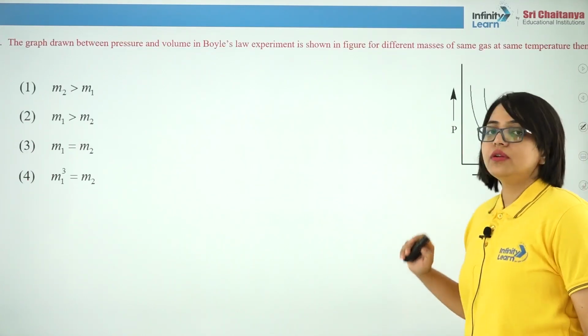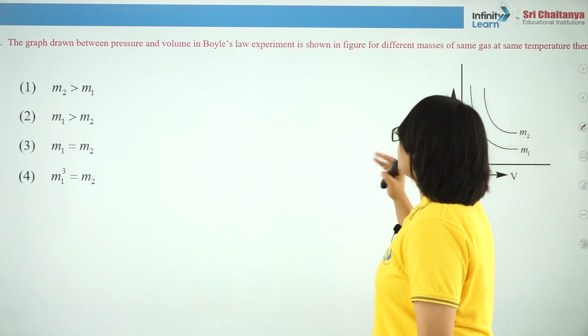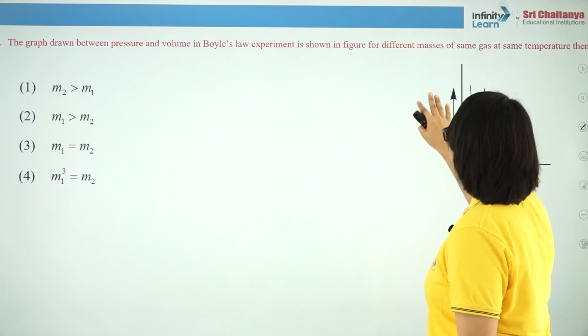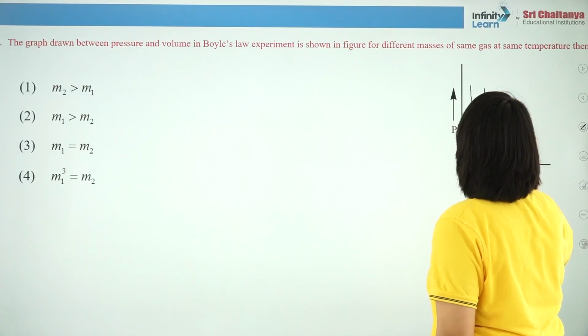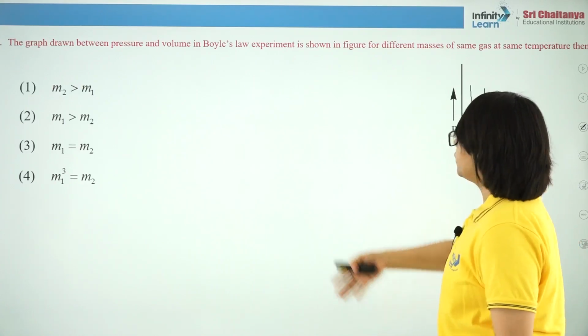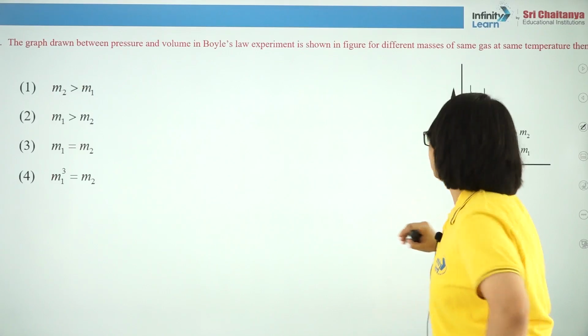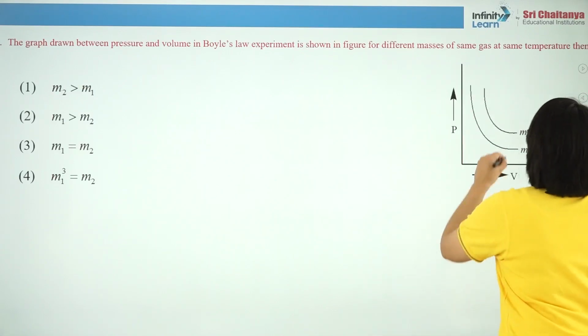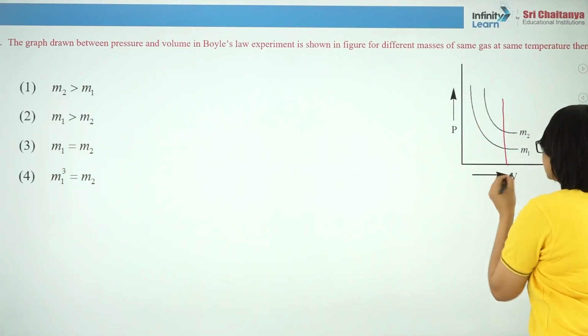Next is 126. The graph drawn between pressure and volume in Boyle's law experiment is shown in the figure for different masses of same gas at same temperature. Then which of the following statements are correct? Options are given. So, let us draw one vertical line at this volume axis.